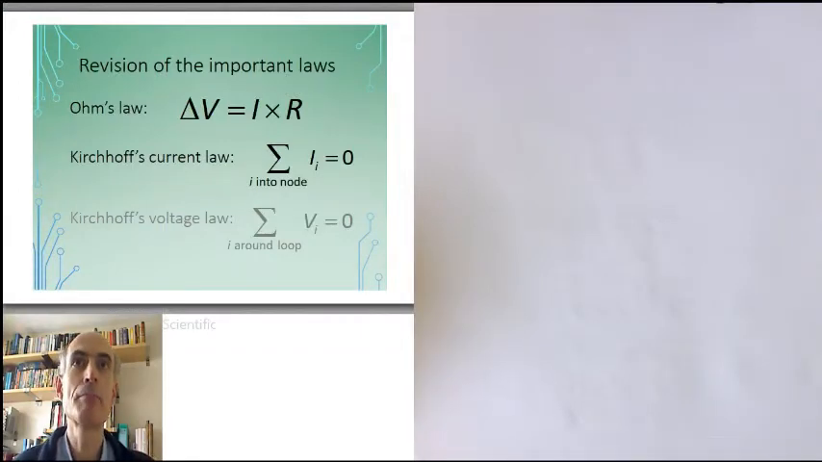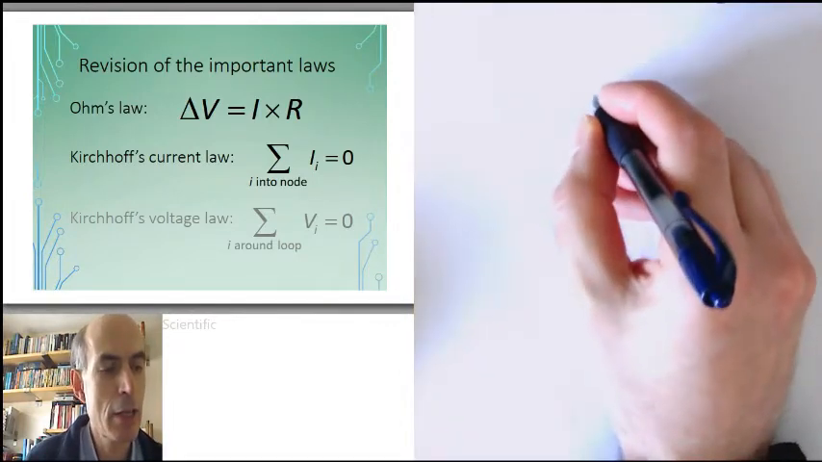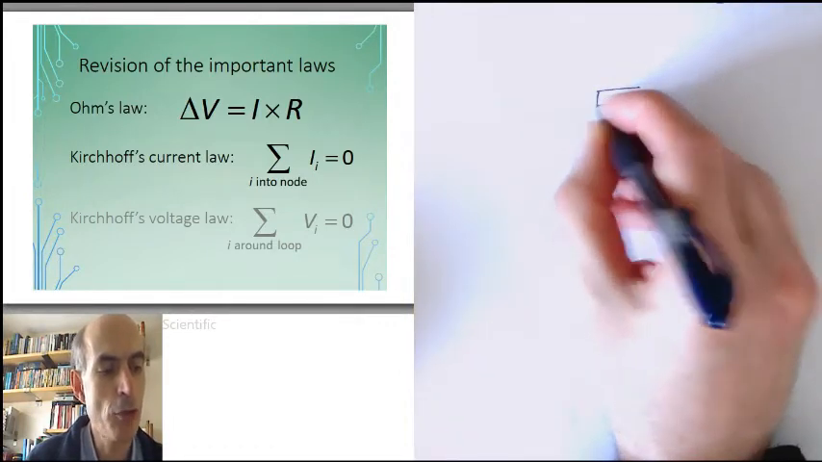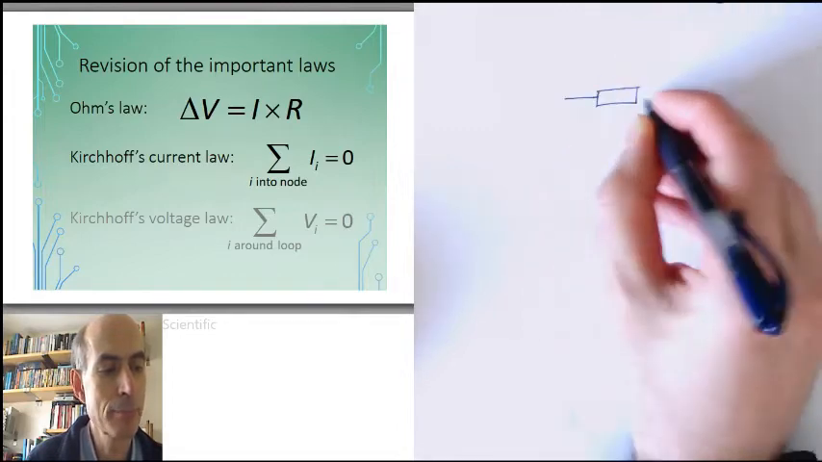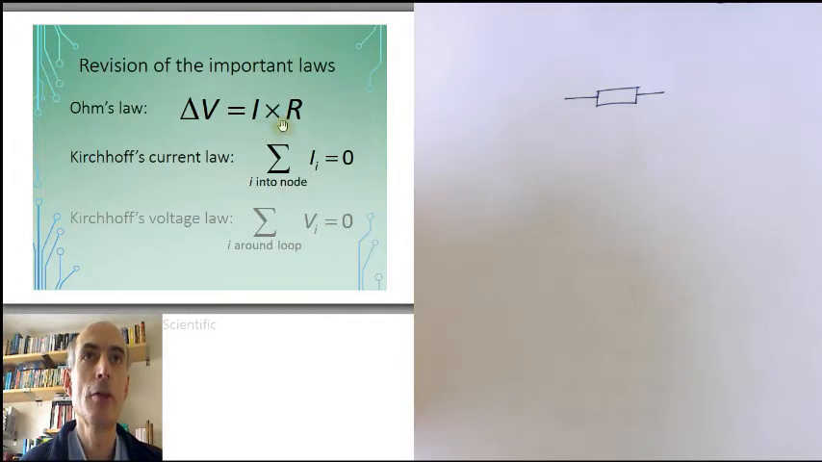Most importantly, Ohm's law covers resistors. If I have any resistor, then the change in the voltage from one side of the resistor to the other is equal to the current flowing through the resistor times the value of the resistance.